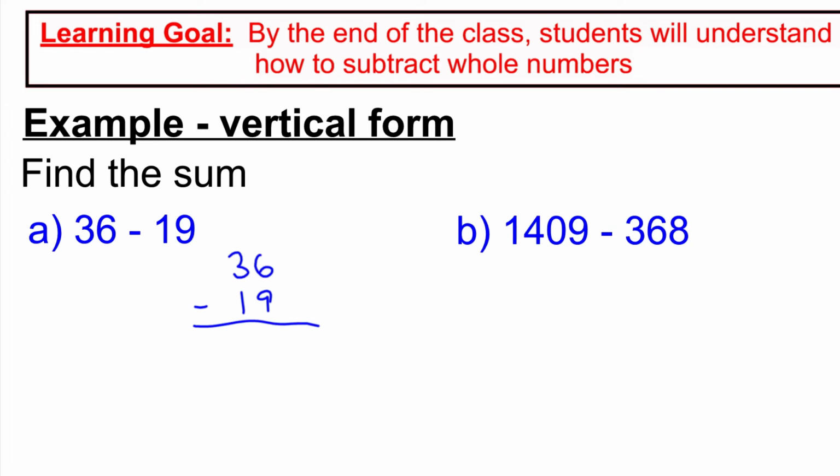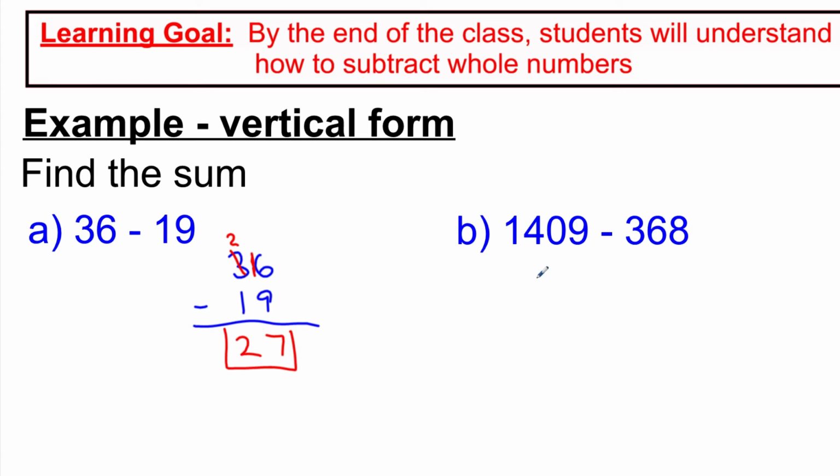Okay, and again, it looks like I have to do some borrowing here. I'm going to come here and turn this into a 2 so that I can put a 1 in front of the 16. So now 16 minus 9 is 7. 2 minus 1 is 1, and that would be my answer, 27. Okay, and then one more.